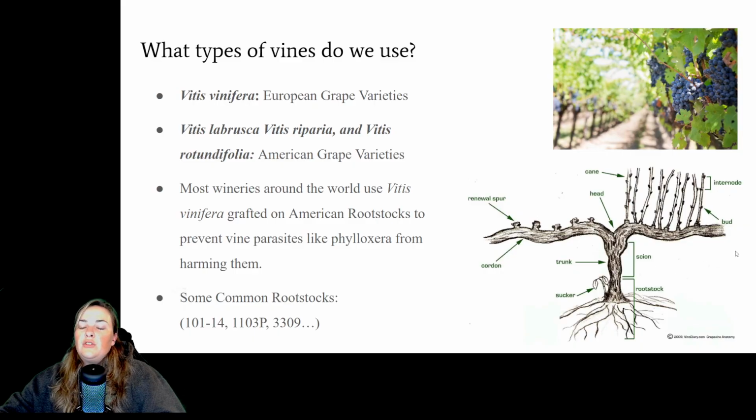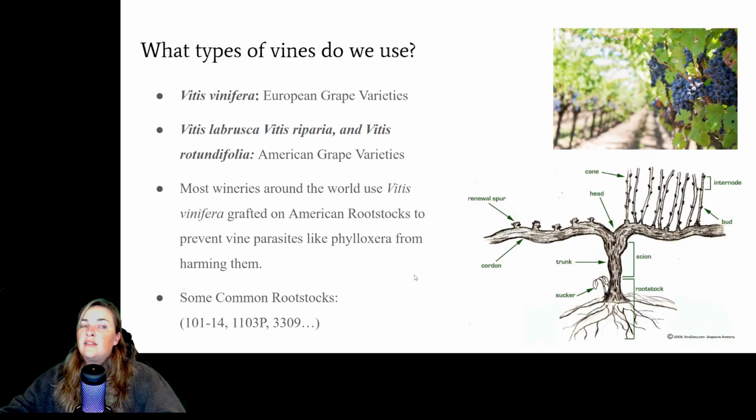We do what's called grafting, right? We take the lower portion as the rootstock, and then the upper part is the scion, the part that grows. The upper portion is typically the Vitis vinifera, the European grapevine component, and that's what produces the wonderful wine, whereas the rootstock is the American component, which protects the vine, right? So that's why most of the vines that you see in the United States are grafted.